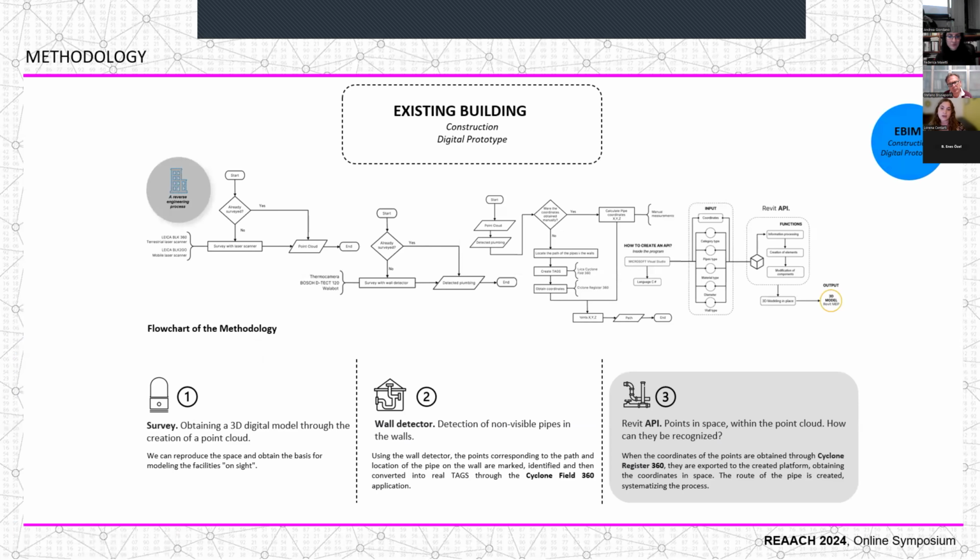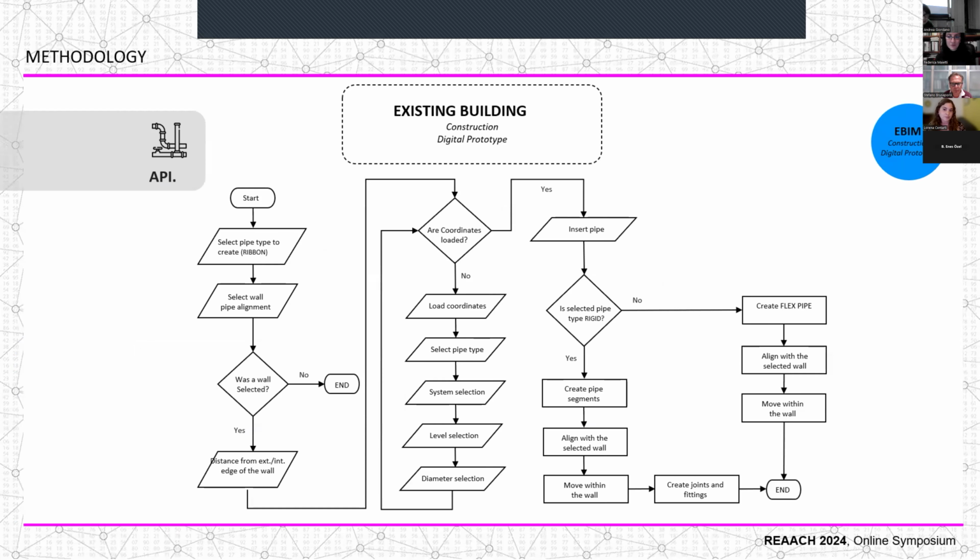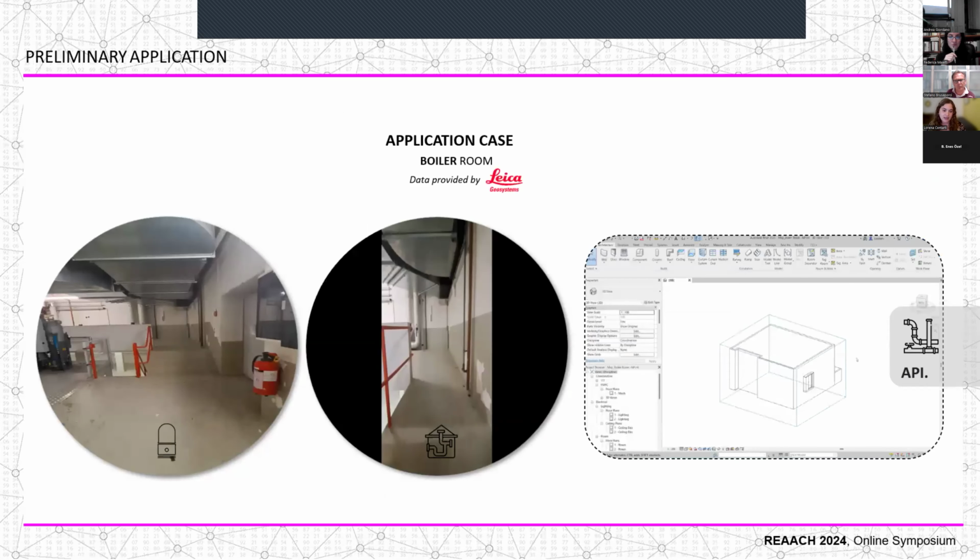So this flowchart illustrates our methodology, which is clearly divided into 3 stages, with the third being the creation of the Revit API. This flowchart illustrates the foundation for the API development and all the process that begins with the selected type of pipe and finishes with the creation of the different pipes.